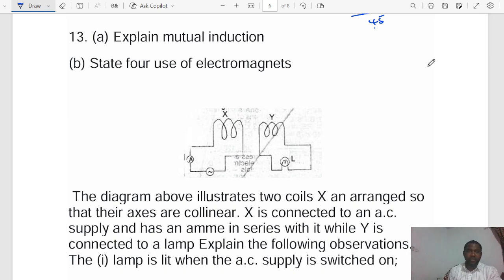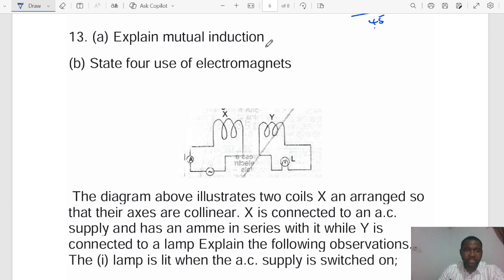Okay, hello everyone. Let's look at question 13 of the 2011 May-June WAEC past question, physics. This one says explain mutual inductance. Mutual inductance is a phenomenon whereby the change in current in one coil, or alternating current passing through one coil, induces EMF on another coil. So that's very important about mutual induction.